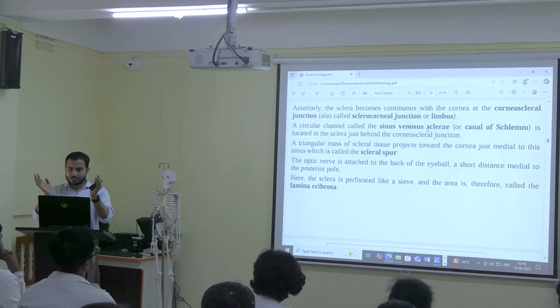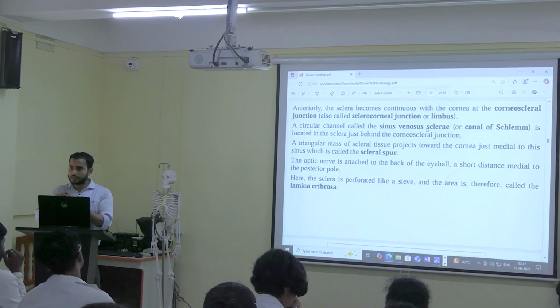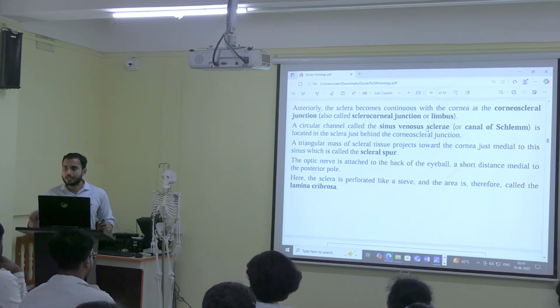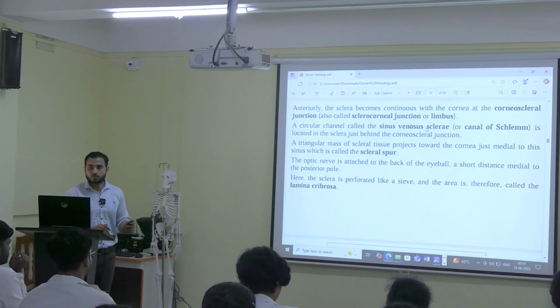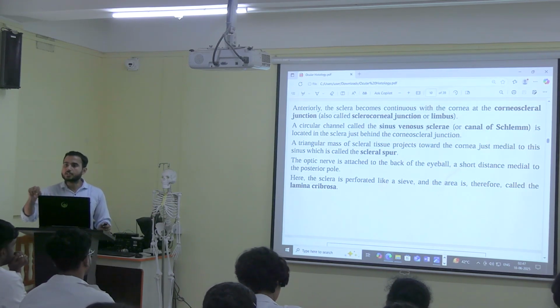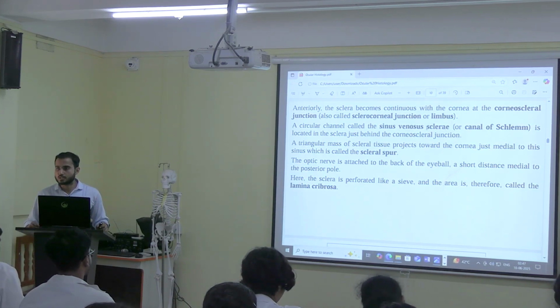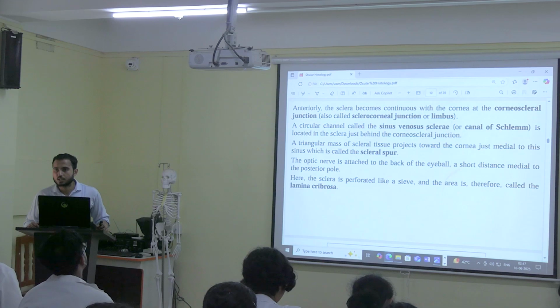So sclera is covering the entire eyeball, right? So the optic nerve has to come out. When the optic nerve is coming out, it has to pierce the sclera. So the area which is pierced is called the lamina cribrosa. There are perforations there because the optic nerve is made up of multiple fibers. It is not one fiber, there are multiple fibers. So they will pierce and then they will come out. So that's why this is called the lamina cribrosa.